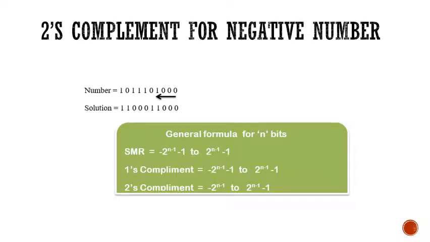Next is 2's complement for negative number. The working rule for finding 2's complement of a negative number is: step 1, find the binary of the positive number. Step 2, scan that binary number from right to left. When 1 appears first, write the 1 as it is and invert the rest of the remaining digits, as shown in the example here.